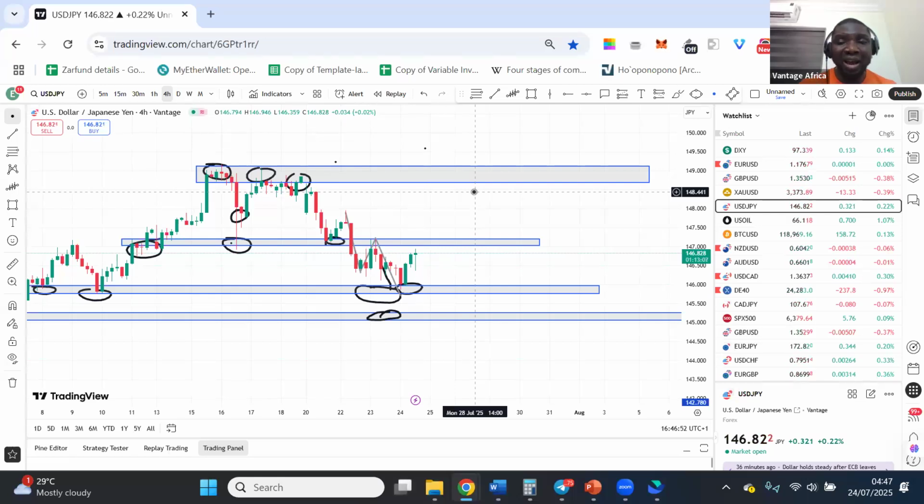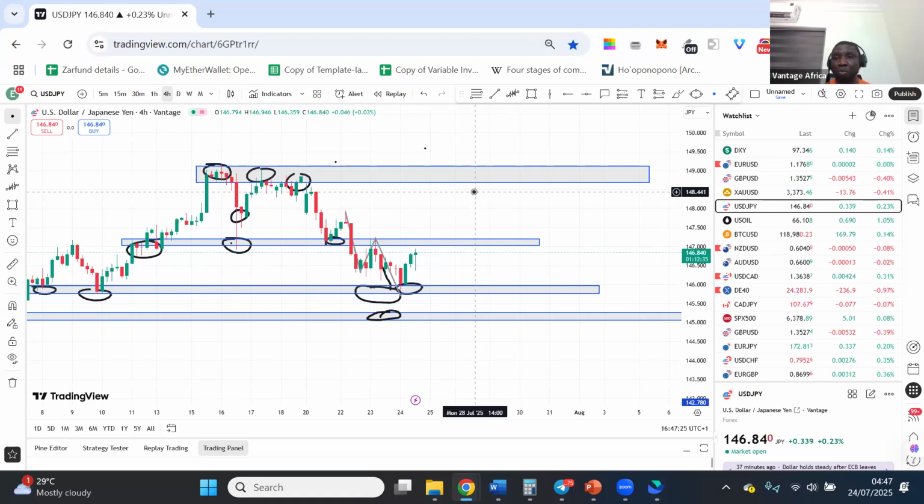Where are my swing highs and swing lows? You mark out your swing highs and swing lows, just the way I'm doing now. Then what you want to do is attempt to connect them. When you connect swing highs, it gives you a resistance. You connect swing lows, it gives you a support. Now you start to work from there. Because when price hits support, it will bounce, which means it will buy. When price hits resistance, it will bounce, which means it will sell.